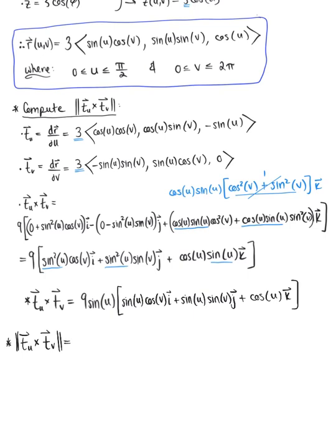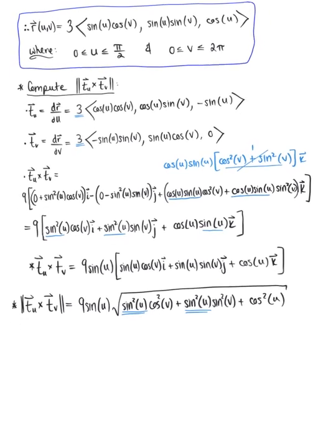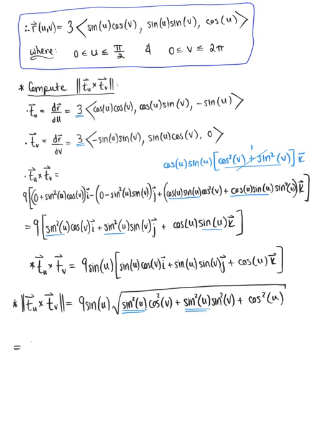So again, just take your time. We're almost there. So we have the magnitude of the cross product of these two tangent vectors is equal to 9 times sine of u multiplied by the square root of sine of u squared times cosine of v squared plus sine of u squared times sine of v squared plus cosine of u squared. And so looking within this integrand here, and our first two terms, we notice that they have a sine of u squared in common. So let's pull that out. So this is equal to 9 times sine of u multiplied by the square root, and we're factoring that sine of u squared out in front of those first two terms. So that's multiplied by cosine of v squared plus sine of v squared, woohoo, plus cosine of u squared.